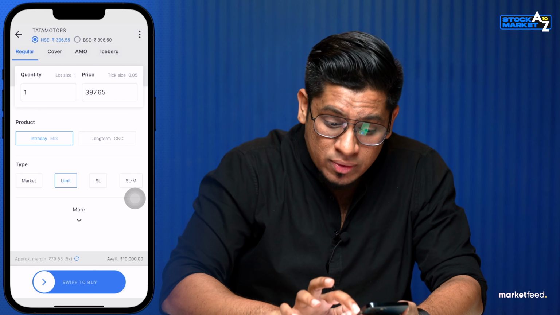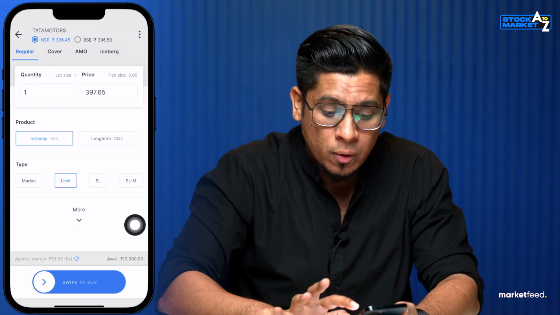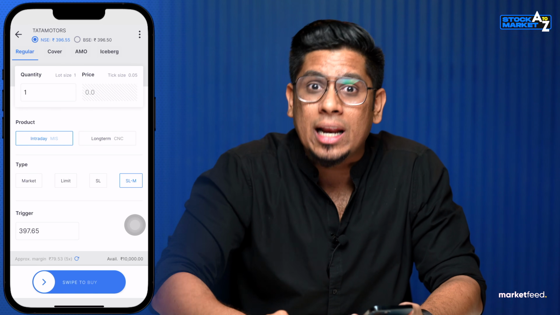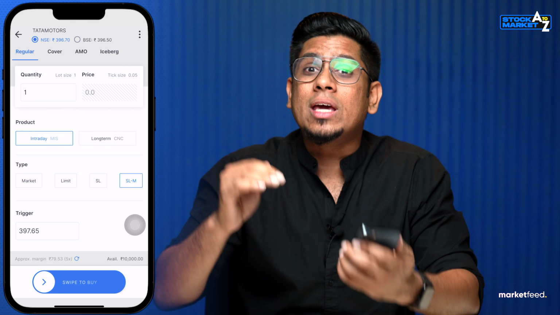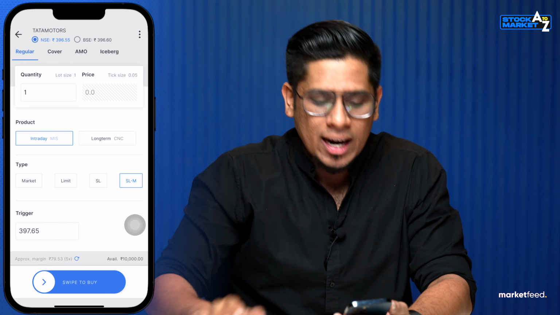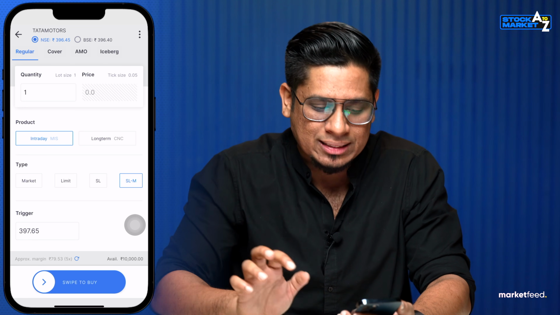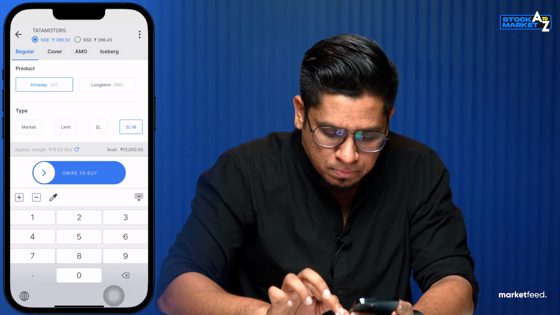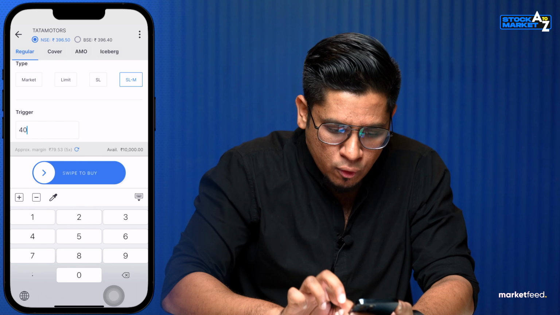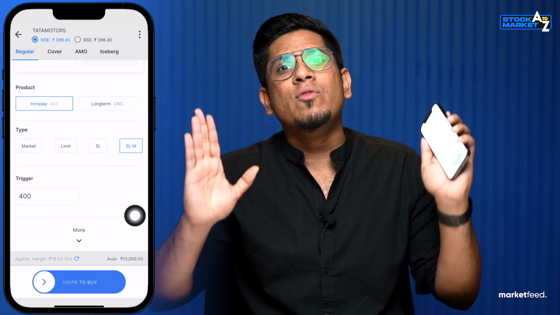Or else there are two more products here, SL and an SLM order. We already learned in the previous video. So if you actually select an SLM order, what happens? You can buy a stock only if it reaches a higher price level, right? Say, if I'm buying one quantity of Tata Motors, it's an intraday product, I'm selecting SLM, and see the trigger I'm putting, say 400. What is the current market price? 396.4 only. Now the order will wait there.